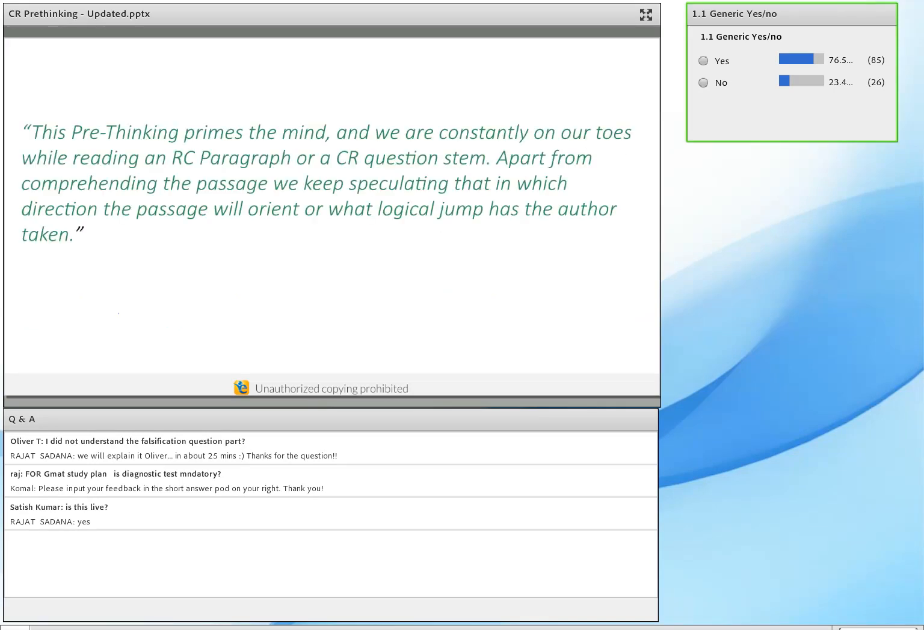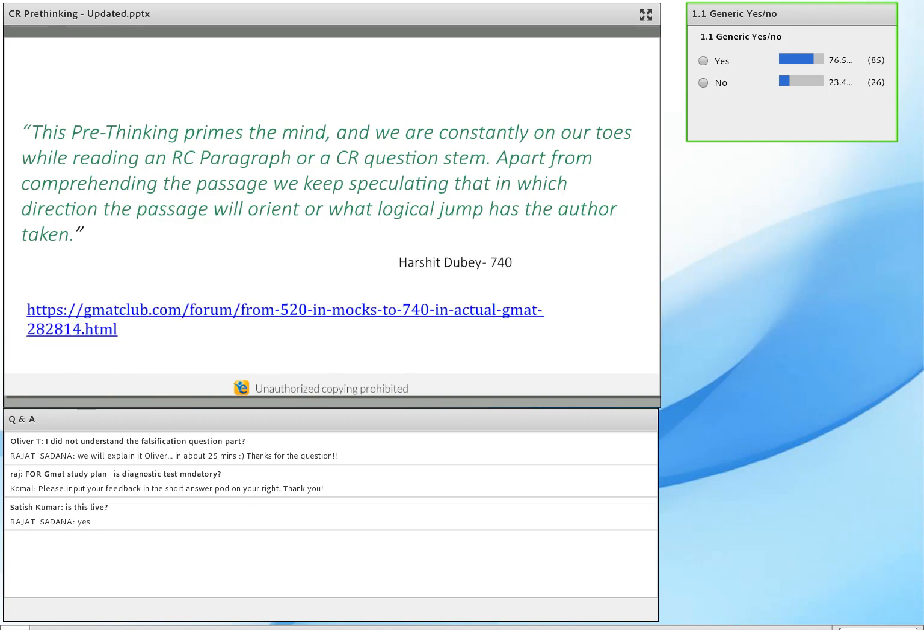Okay. And then there's another one. He says, this pre-thinking primes the mind and we are constantly on our toes while reading an RC passage or a CR question stem. Apart from comprehending the passage, we keep speculating in which direction the passage will orient or what logical jump the author has taken. And again, when you get the PDF, you can click on these links to get there.